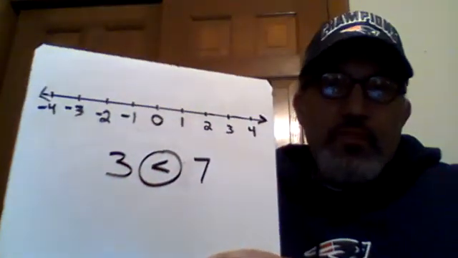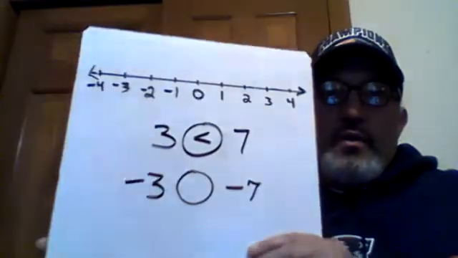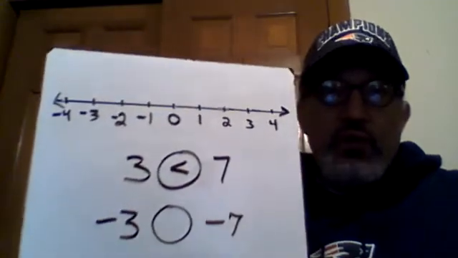And in a similar way, when we get to the topic of integers, and when we move on to considering, well, what if these are both negative integers? What if we have -3 and -7? Well, this time, -3 is greater than -7.